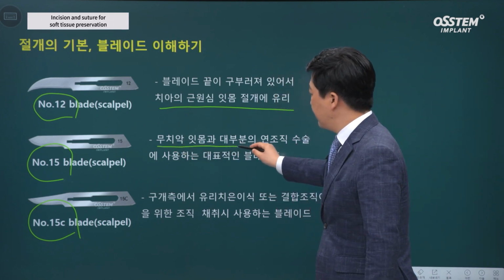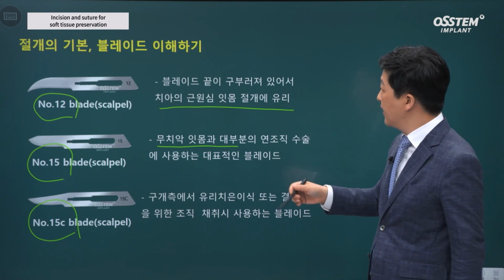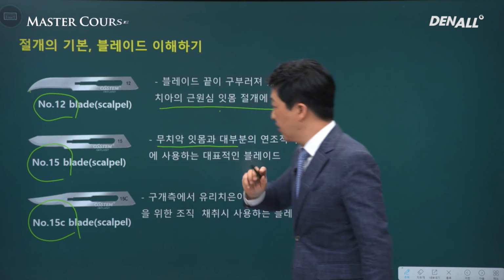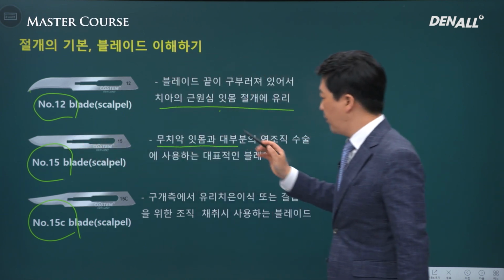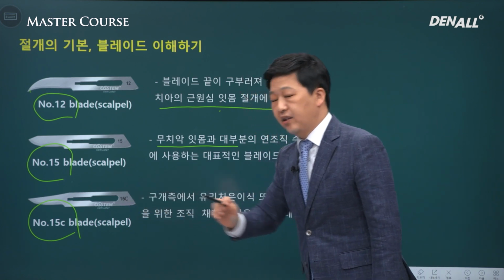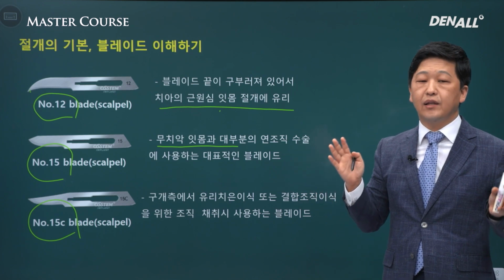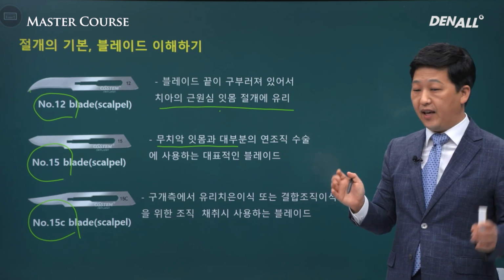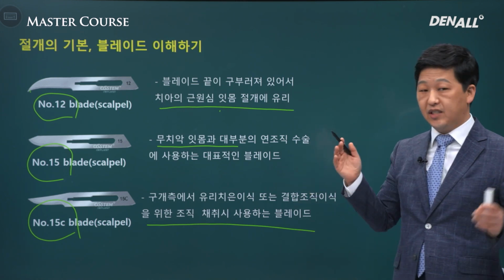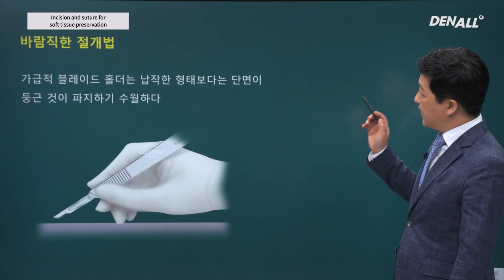In the case of a fully edentulous case, when we open a flap and place implants, number 12 is pointed, so it's inappropriate. Number 15 blade should be used. In the case of number 15C blade, when we do free gingival graft or connective tissue graft, this blade is most appropriate. Therefore, when we graft soft tissue, we use this blade.